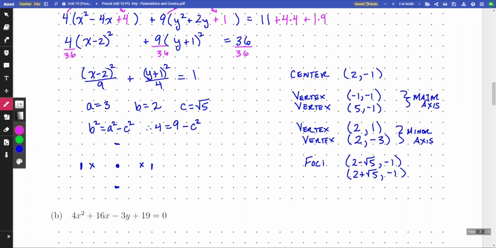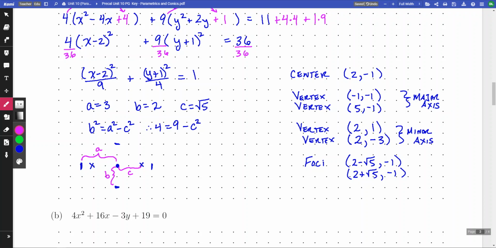So once again, let's indicate what we know. The distance from the center to the focus is c. The distance from the center to the minor axis vertex is b, and the distance from the center to the major axis vertex is a. And we do have that relationship: b squared is equal to a squared minus c squared. Okay, so that's the information that we have there.